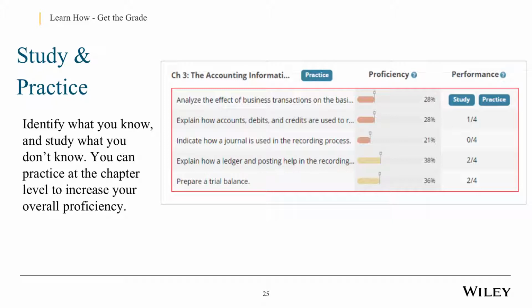It gives you extra study and practice questions, so it lets you find what you don't know. It gives you those sections, so maybe you're really good at trial balances, maybe you need to figure out debits and credits a little bit more. It shows you how proficient you are and how you actually do on each thing. This is all in the adaptive practice.